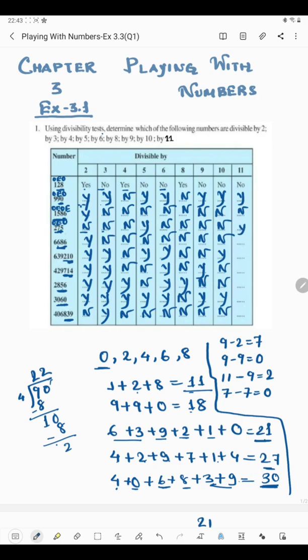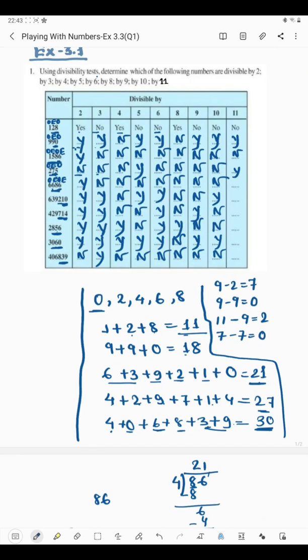Okay, now next we have 6686. So odd, even, odd, even. At odd places we have 6 and 8, so the sum of the digits at odd places will be 6 plus 8 is 14, and at even places we have 6 and 6, so we have 12. So we will get 2, which is not divisible by 11.